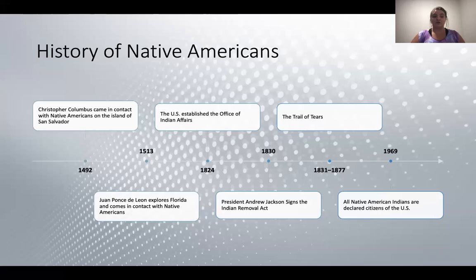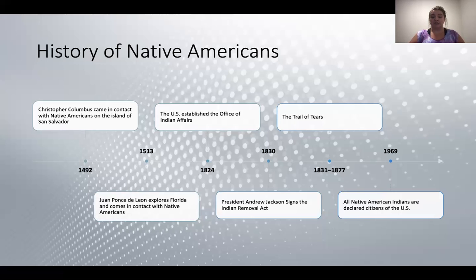In 1492, Christopher Columbus came in contact with the Native Americans on the island of San Salvador. In 1513, Juan Ponce de Leon explores Florida and comes in contact with Native Americans. And then in 1824, the U.S. established the Office of Indian Affairs.